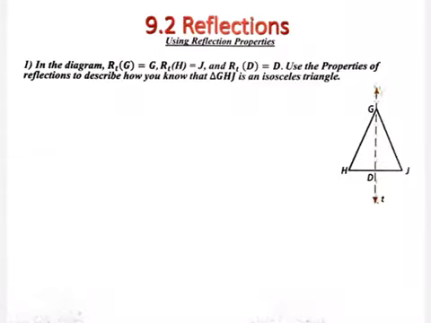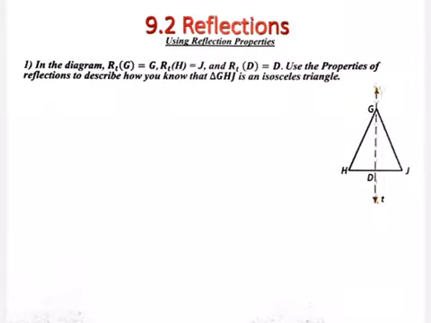So in the diagram, the reflection across line T of G equals G. The reflection across line T of H gives us J, and the reflection across D equals D. Use the properties of reflection to describe how you know that GHJ is an isosceles triangle.